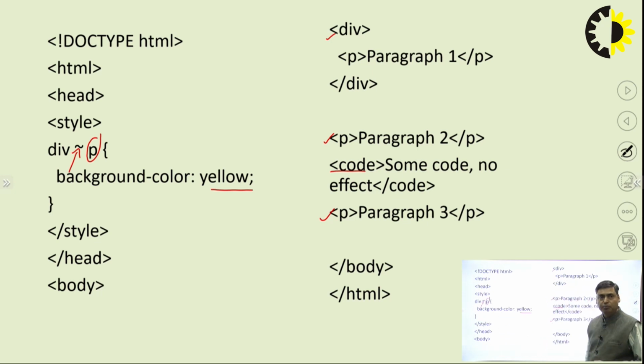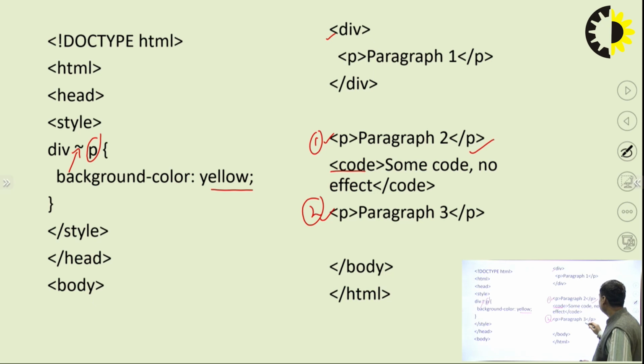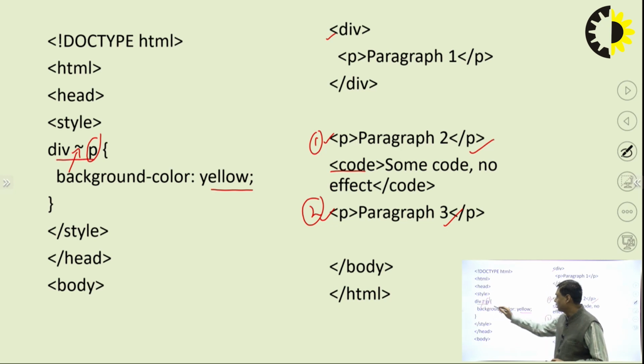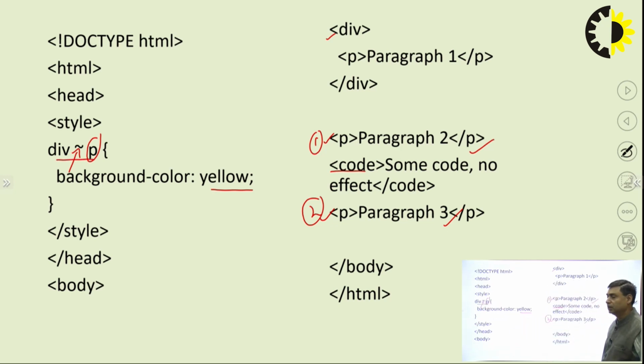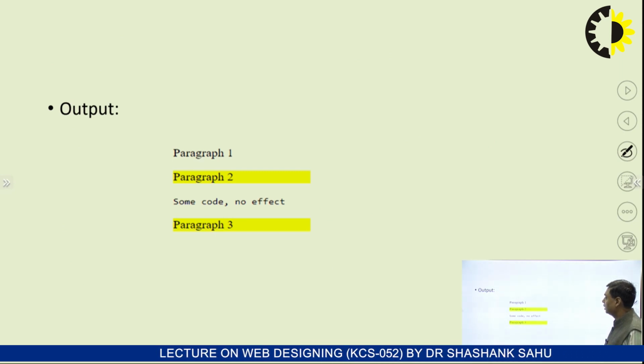So it will take only the P tag. In that case, it will take this first P and it will take this second P also. All the siblings will be selected and the background color will be yellow. And these are the siblings of this div element. So this will be the output. You can see paragraph 2 and paragraph 3 have been selected because of this condition. We are using a combinator selector. We are able to identify the siblings and we are setting the background color to yellow.